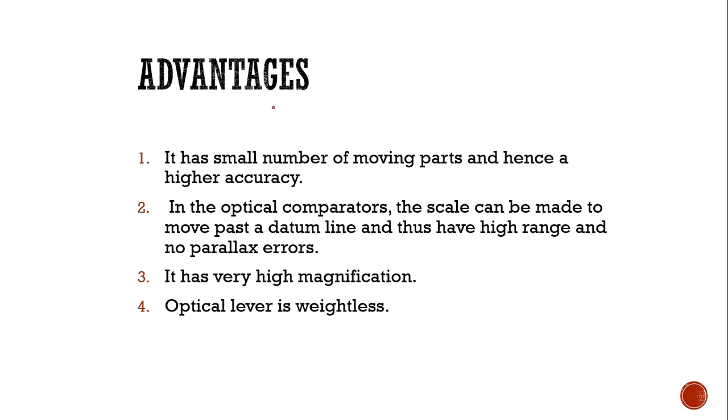Okay, so the advantage: it has a small number of moving parts. Obviously, if you compare it with the mechanical one, this will have smaller moving parts, and hence, obviously, the smaller the moving parts, the higher the accuracy. In the optical comparators, the scale can be made to move past a datum line and thus have high range and no parallax errors.